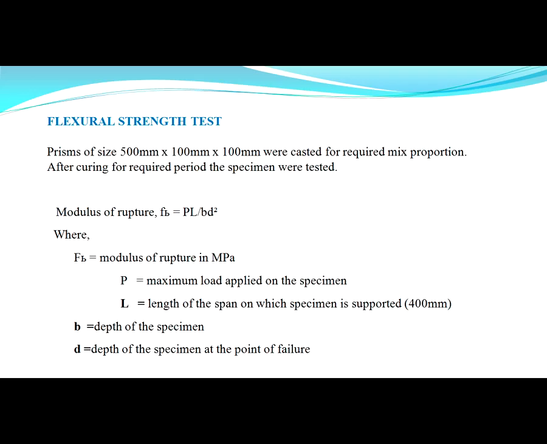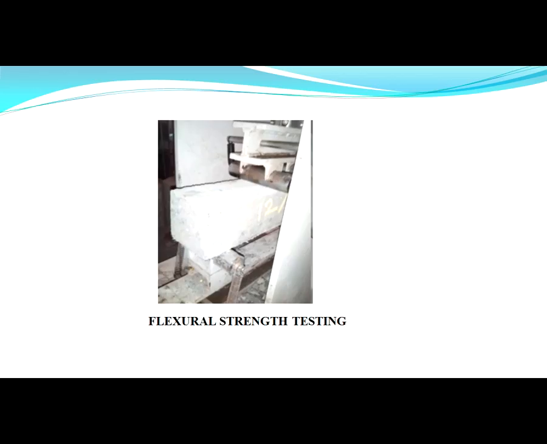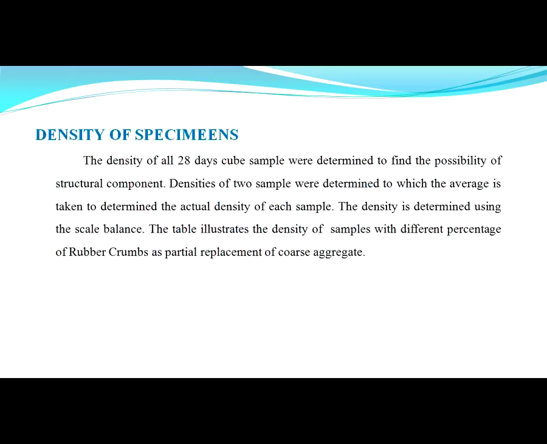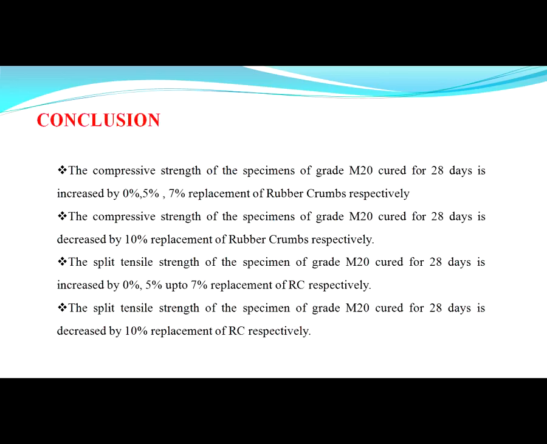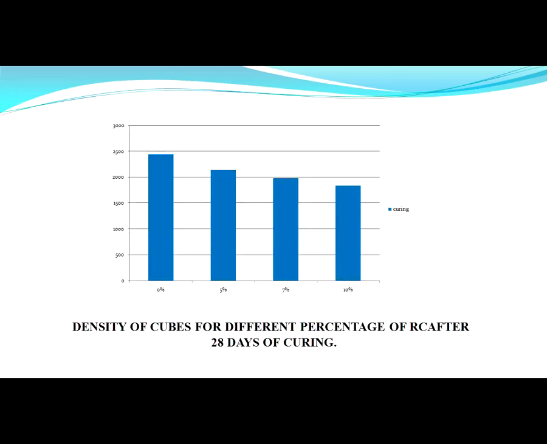The flexural strength of concrete, where we used rubber crumbs, is shown. Density of specimens. This table shows the density of our specimens made using rubber crumbs. Density of cubes for different percentages after 28 days of curing.